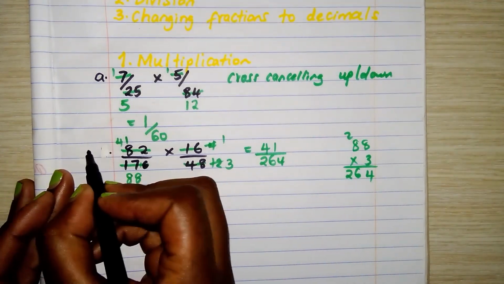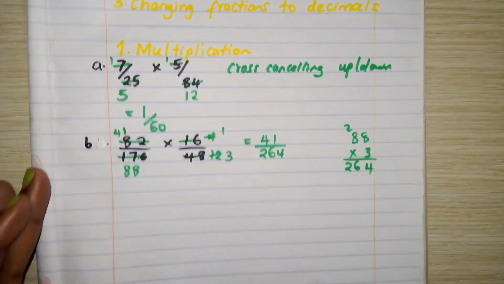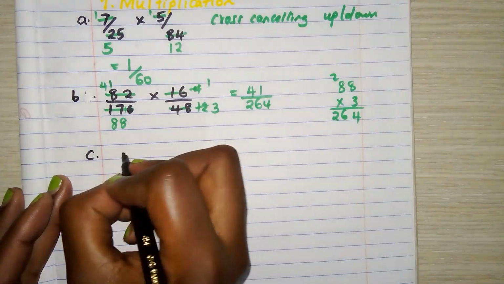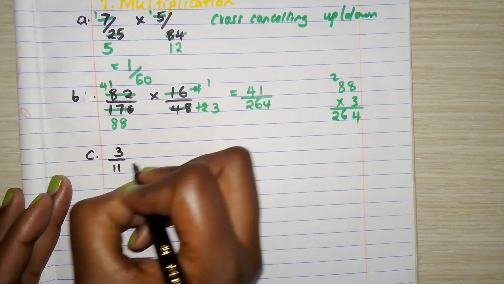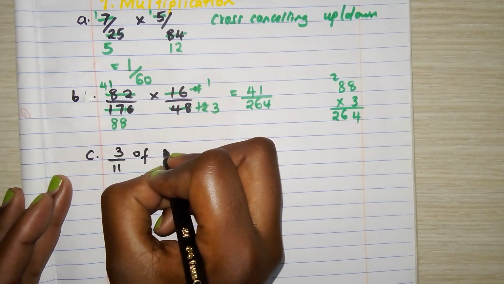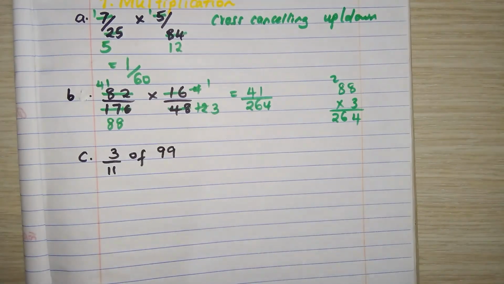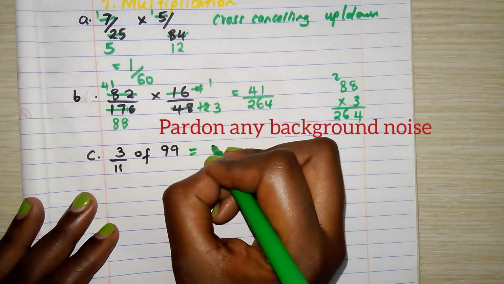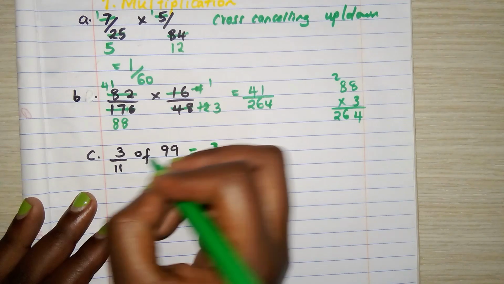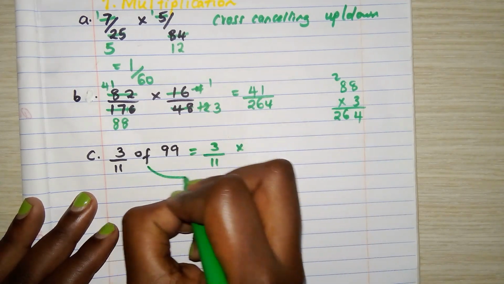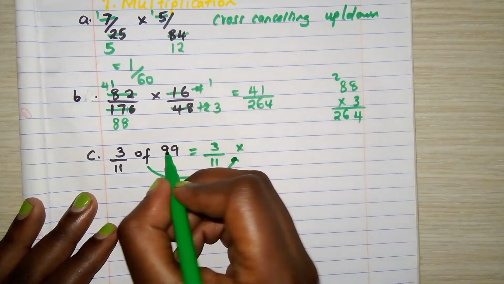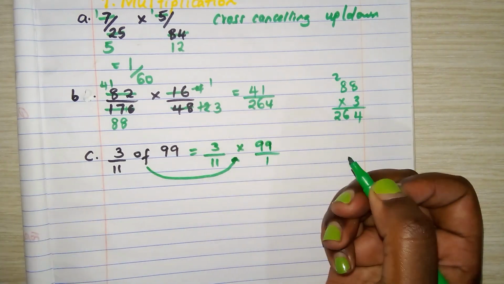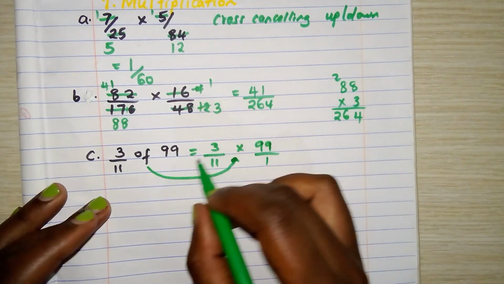Okay, this one I had to change it to B. So the next question will be C. And C, let's try a fraction of amount or quantity. So this one is the same as 3 over 11. Of is the same as times. So that is times, and then 99. You just put 99 out of 1. For any whole number, just make it out of 1.